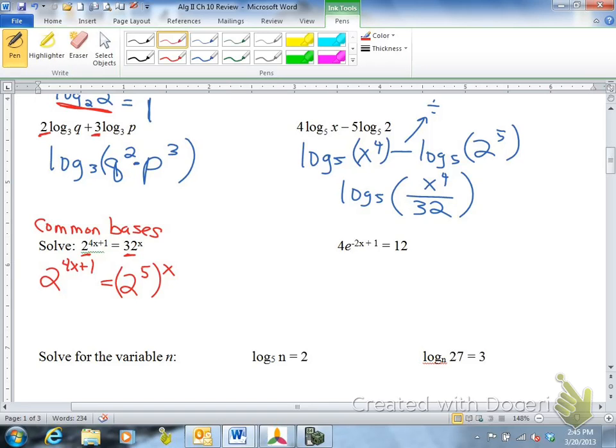So now the bases are the same, you can ignore them. You have 4x plus 1 equals 5x. Subtract 4x from both sides, you get x equals 1. On the next one, you can solve for x. You have to isolate the base e first. So when you isolate, you divide both sides by 4. You'd have e to the negative 2x plus 1 equals 3.